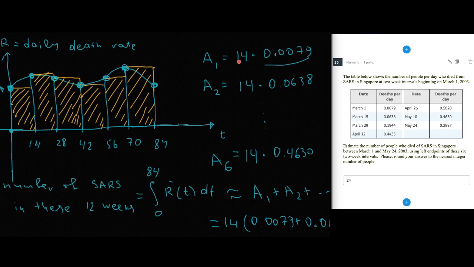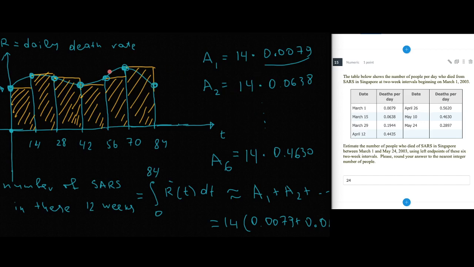Now, of course, it's only an approximation because in reality, probably the daily death rate did not stay the same during this time interval. Maybe it's gone up, maybe it's gone down, probably it's gone up. Actually, from the table we see that it goes up consistently from March 1st to March 15th to March 29th to April 12th, April 26th. And on April 26th we have the highest daily death rate, so the graph goes up all the way to April 26th. And then it starts coming down.